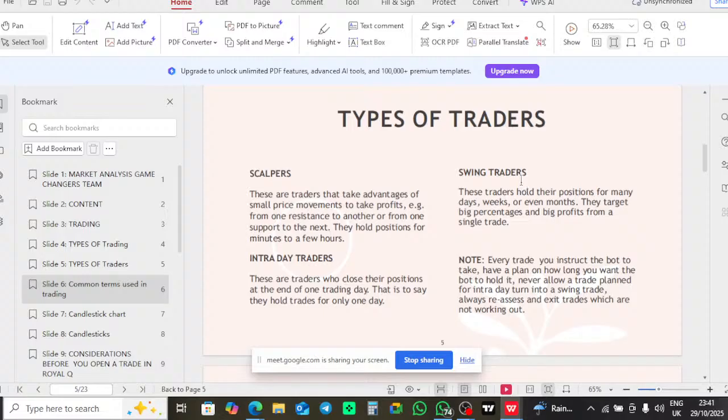Now, for example, if we talk about swing traders, those are traders who hold their position for many days, weeks. You can hold a position for a week. If we say position, we are talking about a trade, the trade you are holding. That is a position. So you are holding a position for maybe days, weeks, or even months, according to what you have observed on the chart. Are we together?